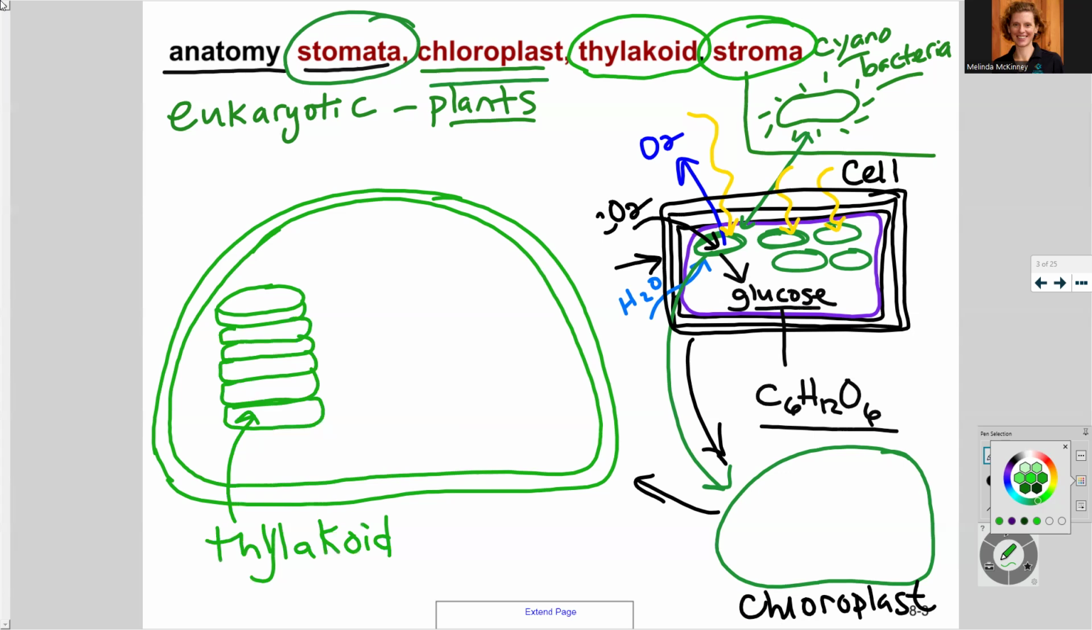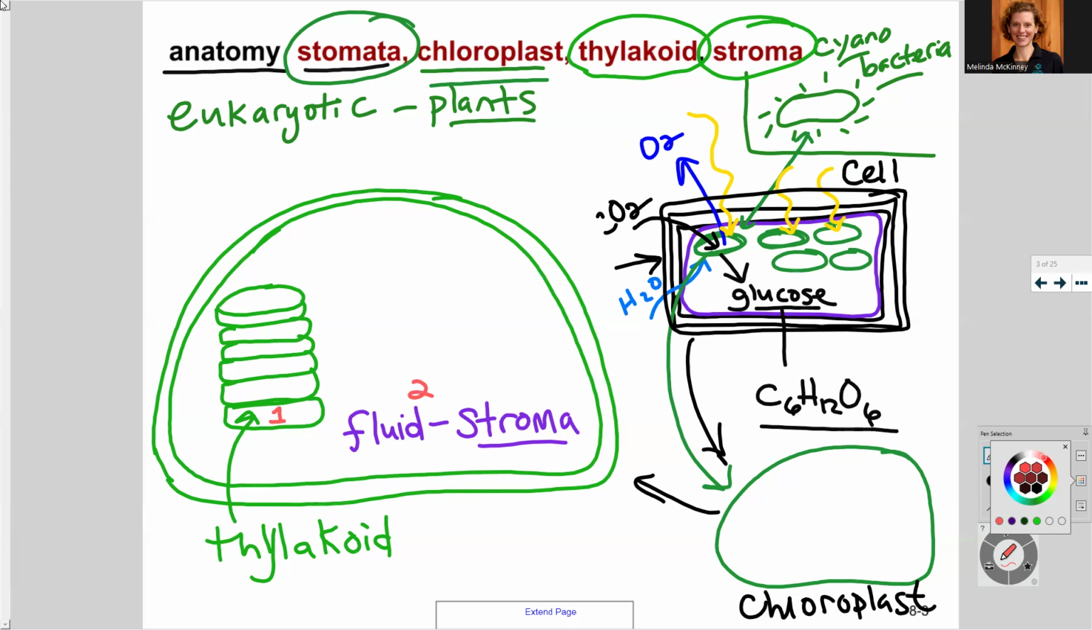Then outside of these stacks, there is fluid. I'm going to use maybe a different color here. So there's this fluid that's outside the thylakoid, and this fluid is called the stroma. Not to be confused with stomata. So the fluid out here is the stroma. These are the two locations in which photosynthesis is going to occur. The first set of reactions is going to occur in the thylakoid, and then the second set of reactions is going to occur in the stroma.